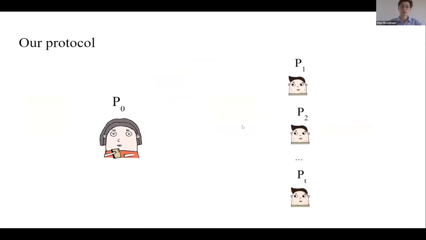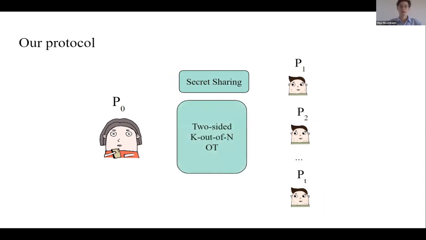In a nutshell, our protocol is the following. First, parties make the secret sharing of their GBF among all parties in the protocol. Then each Pi has a K-out-of-N OT with the designated party P0. Afterwards, each Pi makes the local computation, recalculating the new GBF, and sends it to the designated party directly. P0 locally XORs all GBFs it has received and computes the intersection of all the parties.